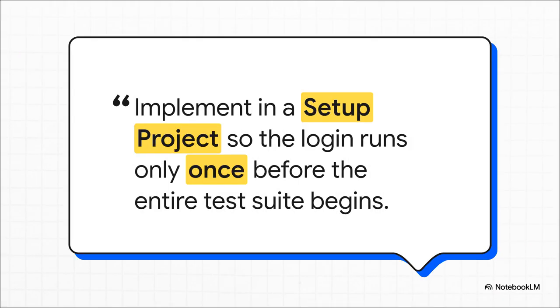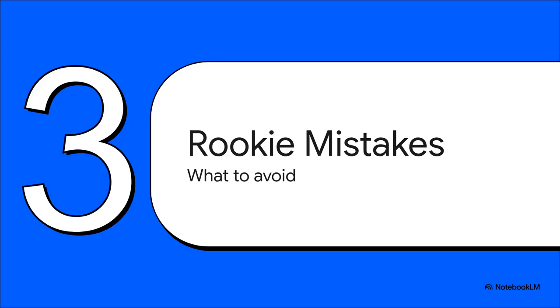Okay, now here is an insider tip that top engineers absolutely swear by. You don't want to run this API login before every single test. That's still inefficient. Instead, you put this logic into what's called a setup project. This tells Playwright to run that API login just once, at the very beginning of your entire test run. It creates that auth file, and then all the other tests can just use it. It's maximum efficiency.